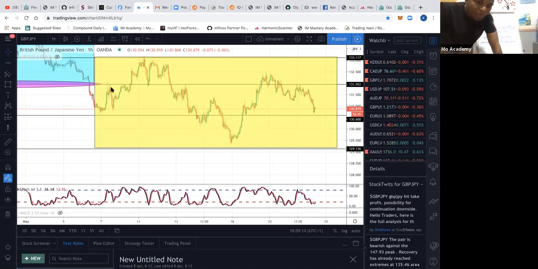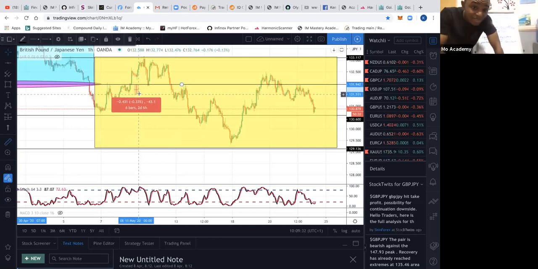So guess what? This is a registered ceiling. This is a registered floor. Now let's go into the future. It came back to that same zone, reacted a little bit. Guess what? This reaction we are talking about is some money. This is about 40-something pips. It sold, so you'd have got more than 30 pips.